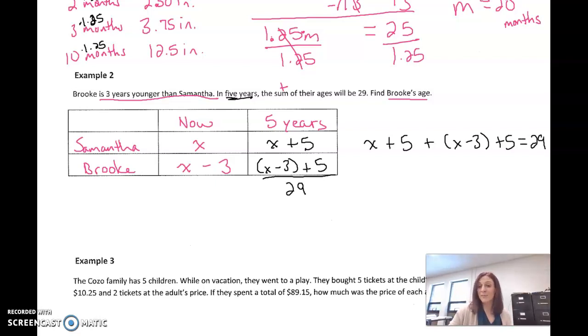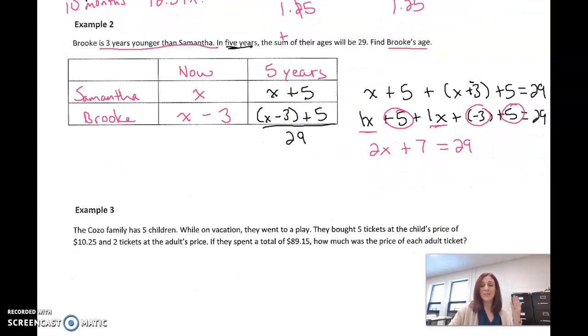Okay, now we have to simplify and solve. I'm going to go keep, change, and make that plus a negative 3. And then I'll notice that everything here is addition. And so I'm just rewriting it with plus signs and putting ones in front of the x's so I don't forget that there are 1x's there. And now I can look for my like terms. If I have 1x and 1x, that's 2x's. If I have 5 plus a negative 3 plus 5, well, 5 plus a negative 3 is 2. 2 plus 5 is 7. So 2x plus 7 equals 29.